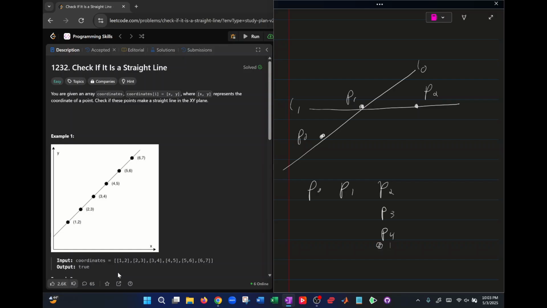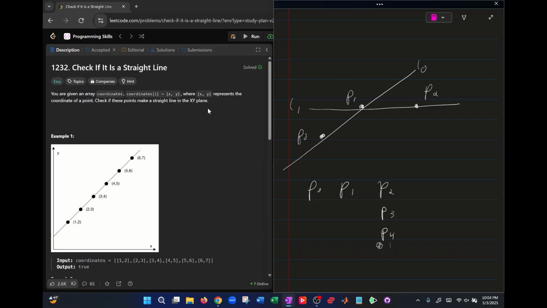But if at any step in this process you come across a point that gives you a different slope, then you found a single point that does not lie on the same line as the other coordinates, and so the whole thing will evaluate to false, because we need to check if all the points make a straight line. So all you need is for one point to not be on the line, and this will fail. Okay, so how are we going to go about doing this?